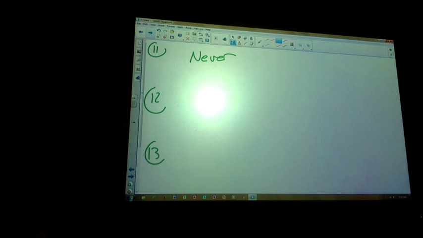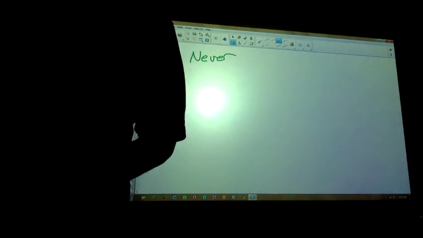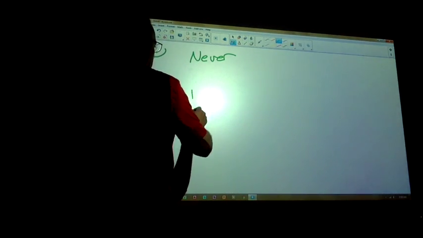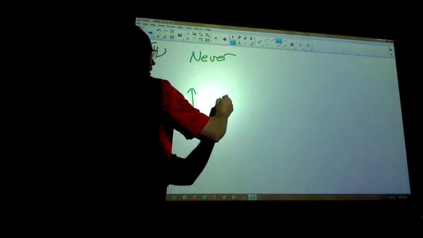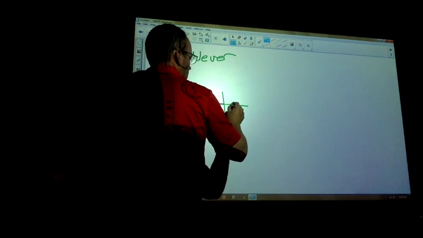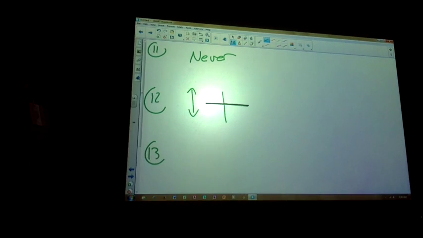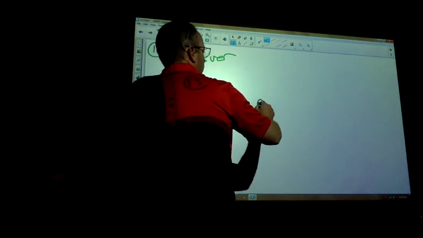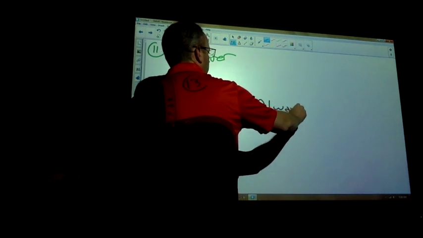A vertical line is perpendicular to the x-axis. So a perpendicular line is perpendicular to this axis. What do you think? Yes, it is. So that's always true? I like it. Always true.